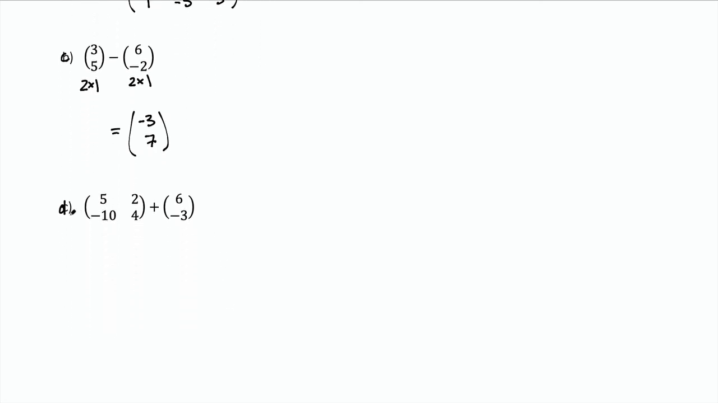And here for part D, our first one is a 2 by 2 matrix. The next one is a 2 by 1 matrix. And because they're not the same dimension, we cannot add these. So this is undefined.